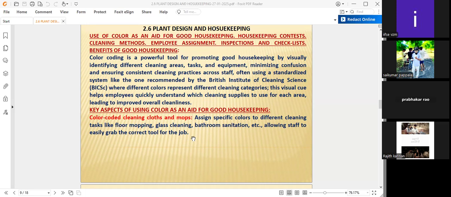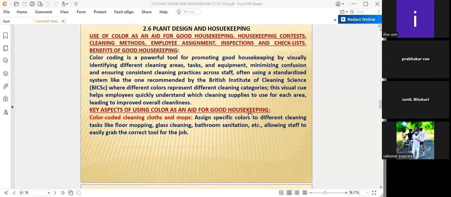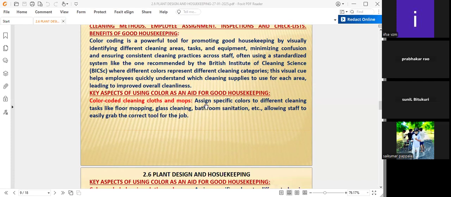But the cleaning will also be taken care of through color coding. For example, a key aspect of using color as an aid for good housekeeping is color-coded cleaning cloths or mop sticks. We can assign specific colors to different cleaning tasks like floor mopping, glass cleaning, bathroom sanitation, etc., allowing staff to easily grab the correct tool for the correct job.